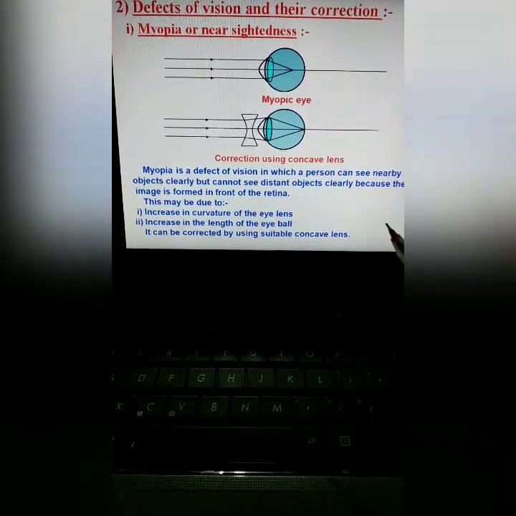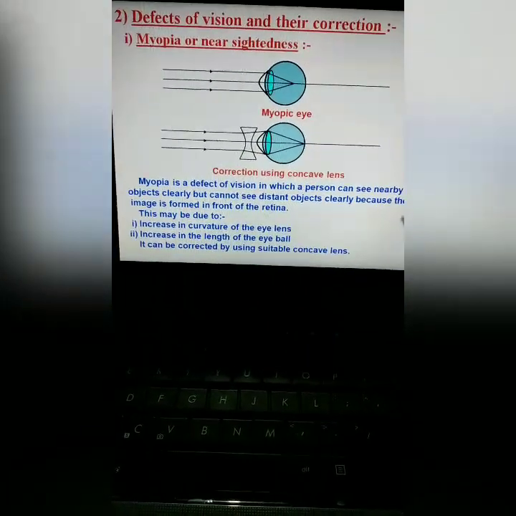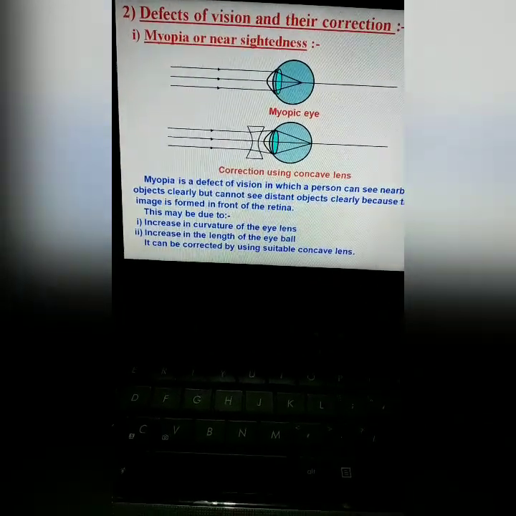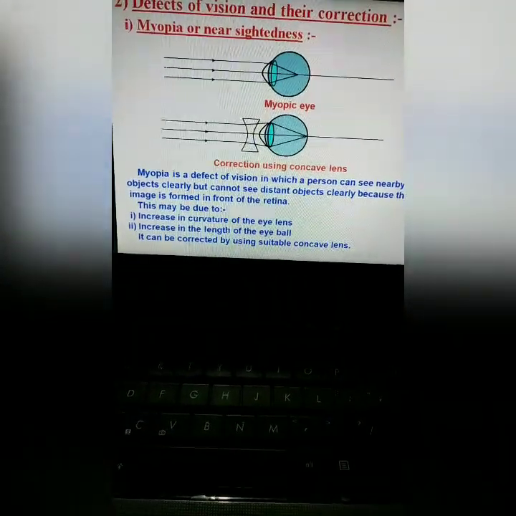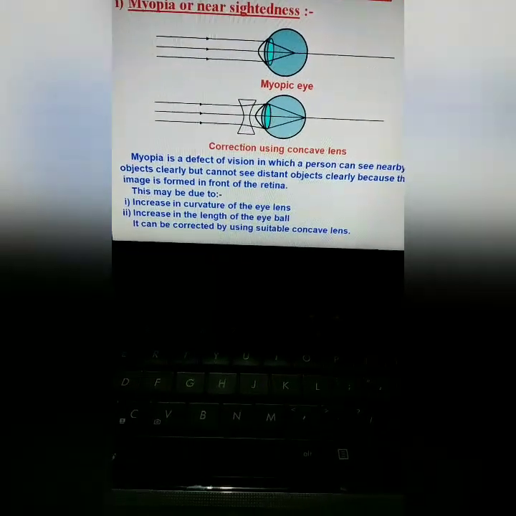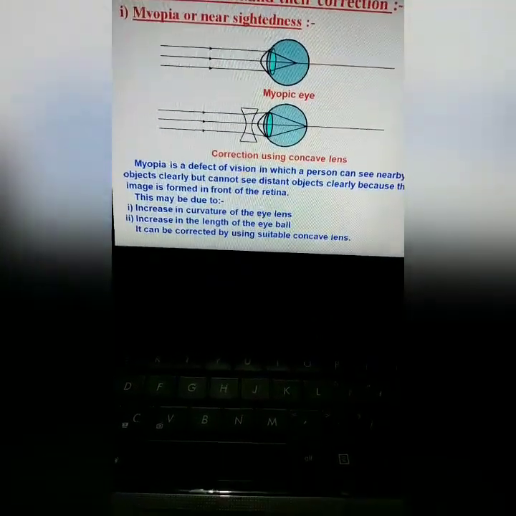or nearsightedness, or in some books it is given as short-sightedness. So how will we memorize it? Short-sightedness means the person can see the near object clearly but cannot see the far object clearly. The person cannot see the far object clearly.